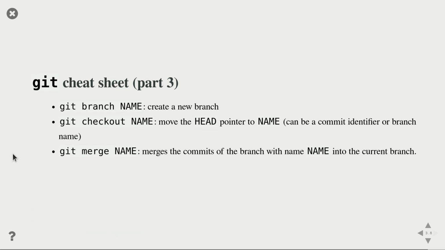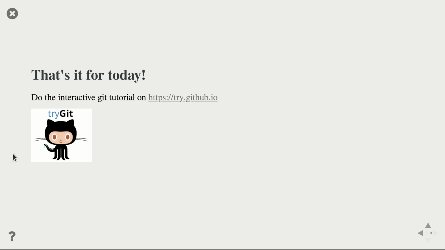So git cheat sheet part 3. I've taught you how to use git branch to create new branches. Git checkout to move the head pointer either to a different branch, but it could also be an identifier of a past commit. And then git merge to include the changes of a different branch into the current branch. Okay, that was it for today. Do we have any final questions?